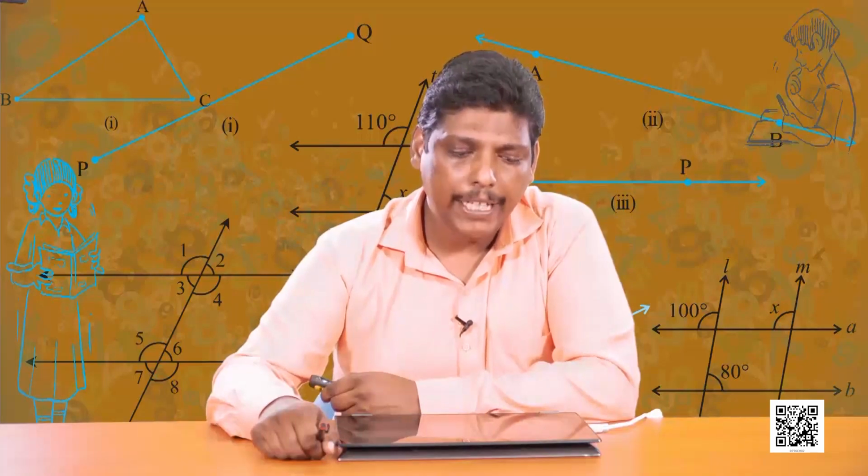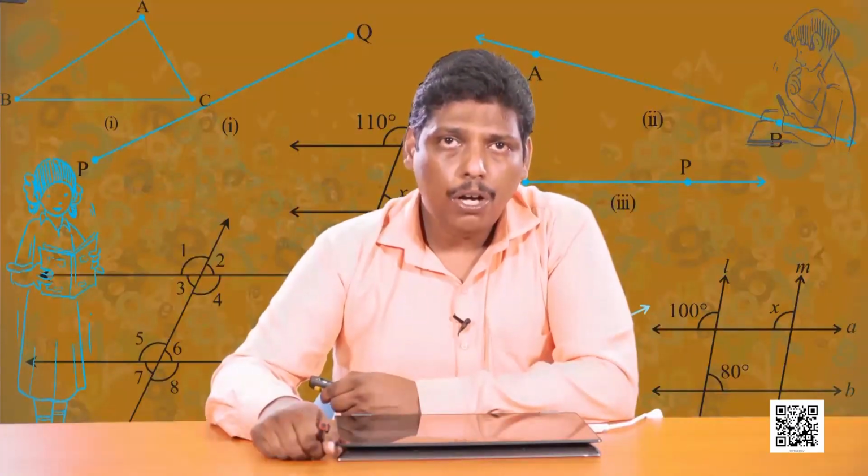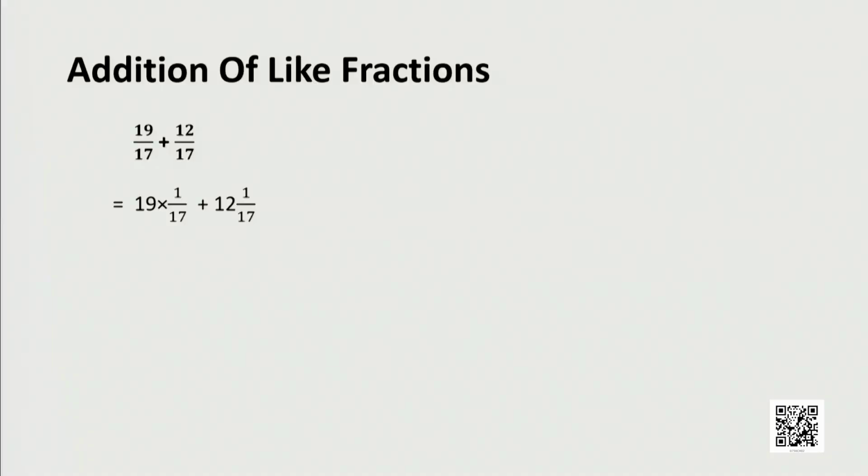So we are going to expand it. You can see 19 times 1 over 17 and 12 times 1 over 17. How many unit fractions 1 over 17 are there? 19 from the first and 12 from the second. So when you add them together, you get 19 plus 12, which means 31 times 1 over 17. And you know how to represent it: we take 31 as the numerator and 17 as the denominator. So this is how you add two like fractions.